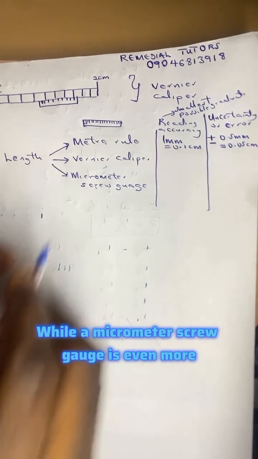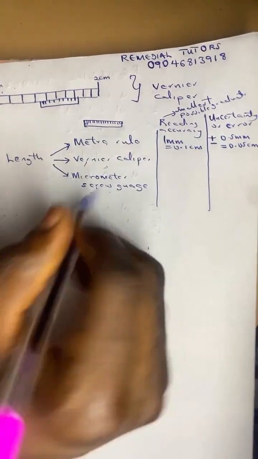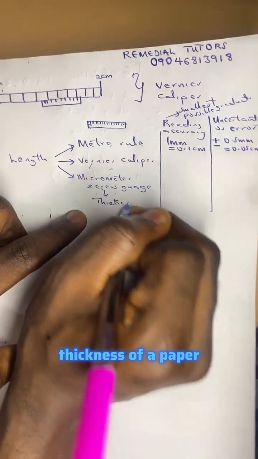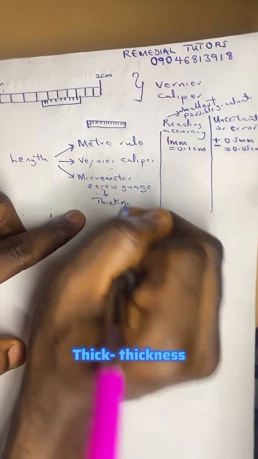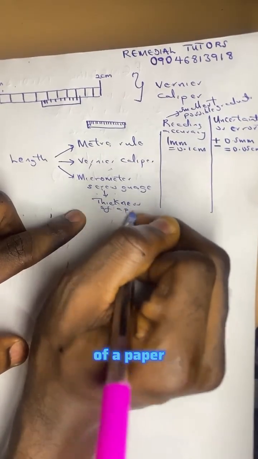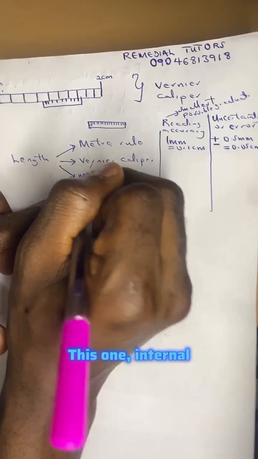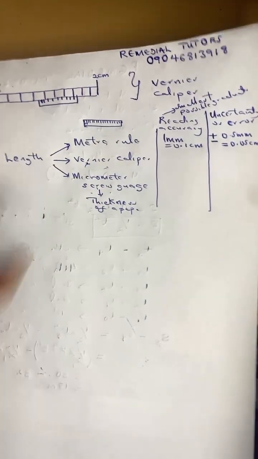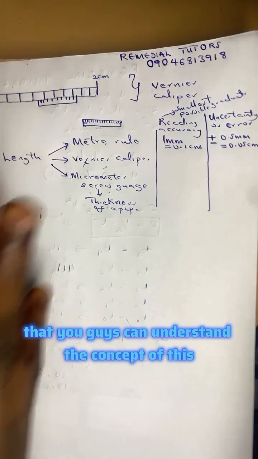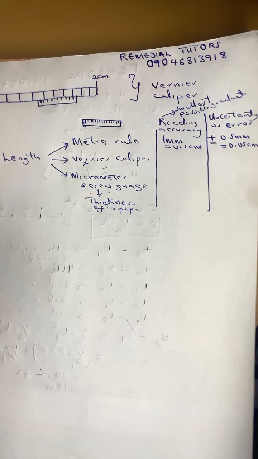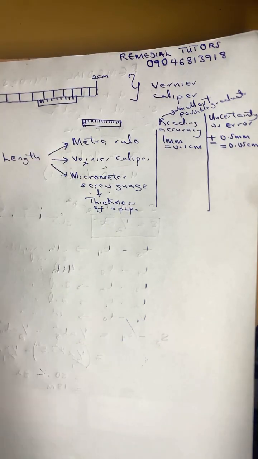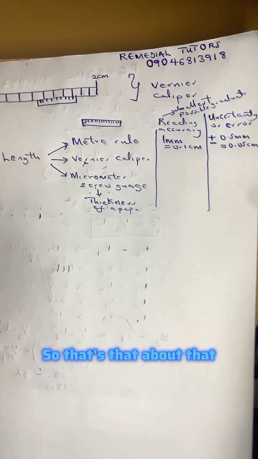While a micrometer screw gauge is even more accurate than a vernier caliper. With a micrometer screw gauge, you measure the thickness of a piece of paper. Vernier caliper, internal and external diameter of a test tube. I'm just digressing so that you can understand the concept of this. So that's that about that.